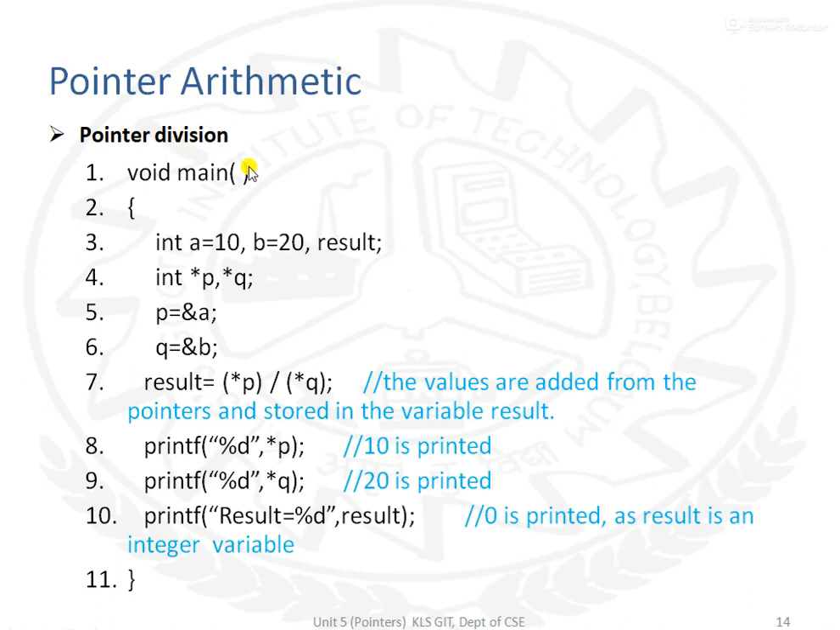Similarly for division, I have the division symbol here. Again, we can neglect the brackets here. I have used the brackets to be on the safer side. So *p, 10, divided by 20. Now this will print 0. Why? Because the result is of integer data type. So I am going to get a value 0.5, but it will only store the integer value, and 0.5 will be neglected. That is the reason I am going to get the output as 0.